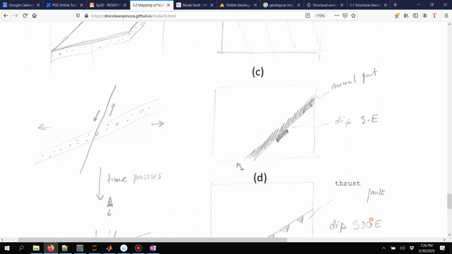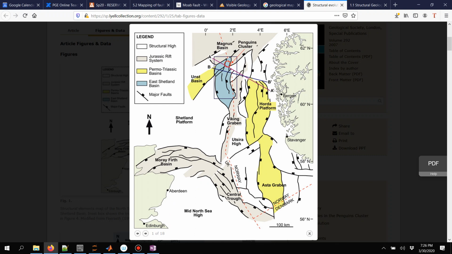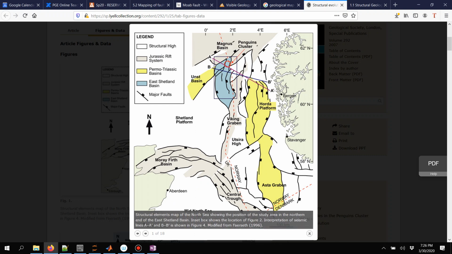And this is the schematic that you use for a normal fault. Let me show an example of this. Here we have a map of the North Sea. So you see, here's Norway, here's the UK, Scotland, and here we have the North Sea. All these lines that we see are major faults, and these are normal faults in which we have the direction in which they are dipping with the ticks that we were mentioning before.